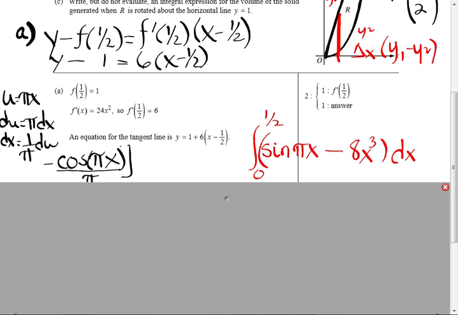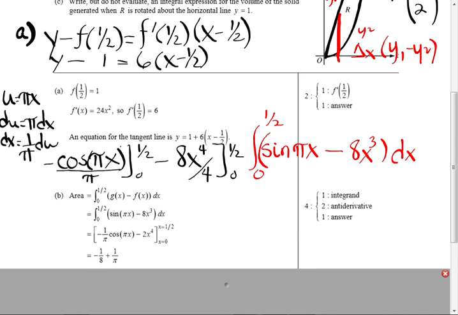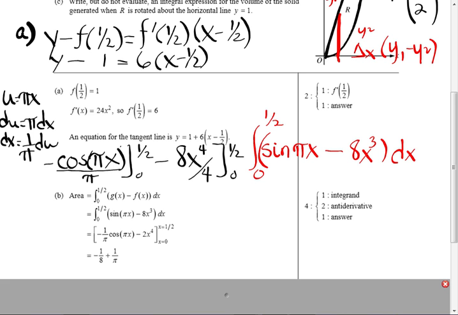Evaluated at 0 and 1/2 minus, and what's the antiderivative of 8x cubed? 8x to the 4th over 4. Evaluated at 0 and 1/2. You must evaluate. It's not good enough. It's good enough for some points. And that's 4 points for that. Because I have to integrate the sine of pi x.